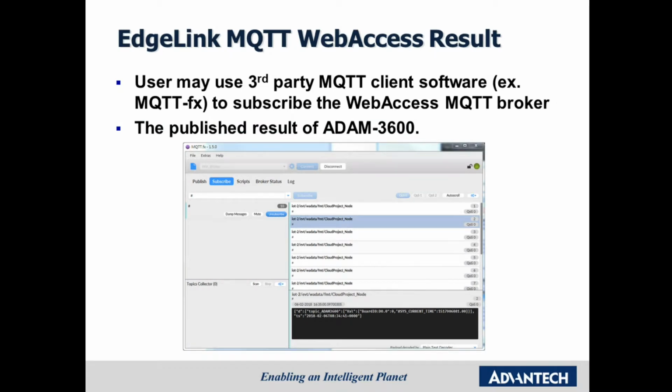And here is the result. User may use the third-party MQTT client software to subscribe the WebAccess MQTT Broker. The published result of ADAM 3600 can be shown like this. You can see the published topic and value of each tag.